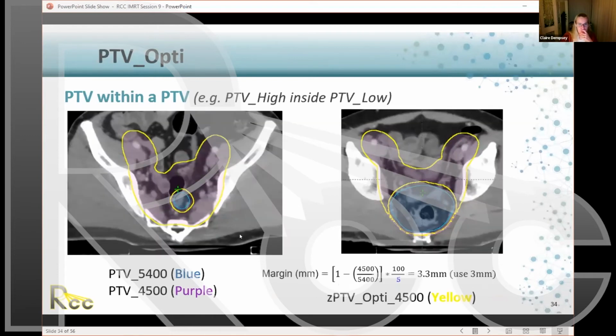So here's just an example of that. We have a PTV high, which is this area in blue. The purple shaded region is our PTV low. And so from that, we calculate what margin we need to put around our PTV high to create our opti structure. So we've got our 45 over 54, assuming 5% dose fall off. And it says we should use a margin of 3.3 or we'll use a 3 millimeter margin. So we then create this yellow structure, which is our Z PTV opti for our low dose PTV.